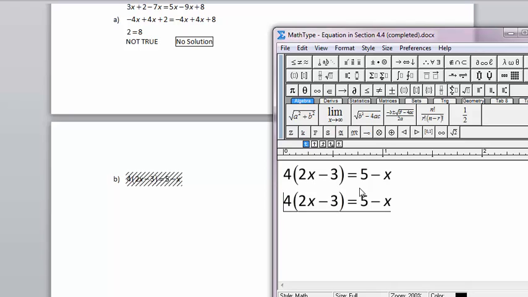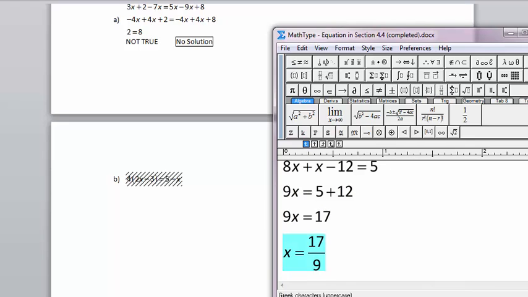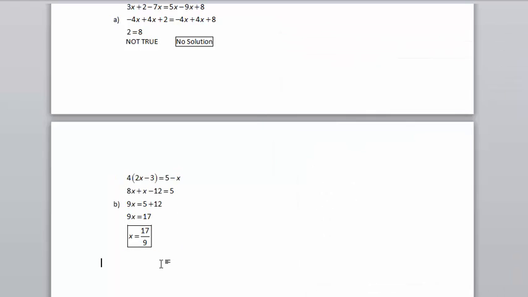The first step in simplifying is to remove the parentheses using the distributive property. So we'll have 8x minus 12. Then to solve, we're going to add x to both sides of the equation. That gives us 9x minus 12. We'll add 12 to both sides and get 9x equals 17. Or, by dividing by 9, I'll get x equals 17/9. The type of equation that gives one solution, where I solve for x and get a value, is a conditional equation.